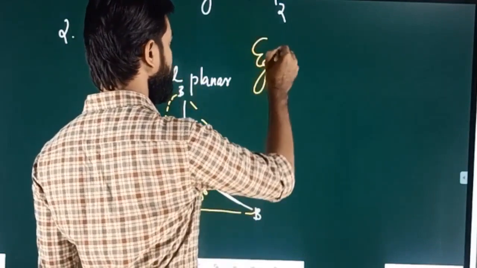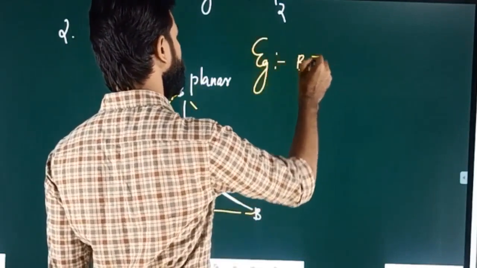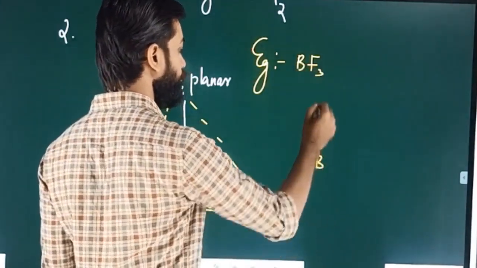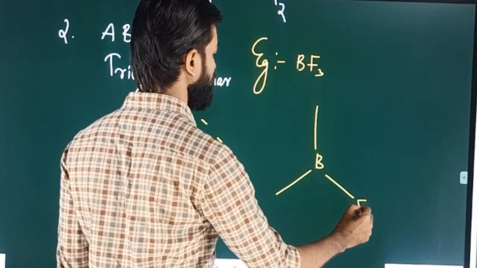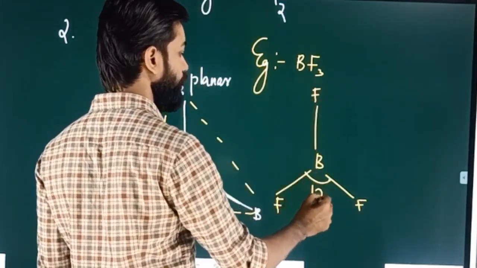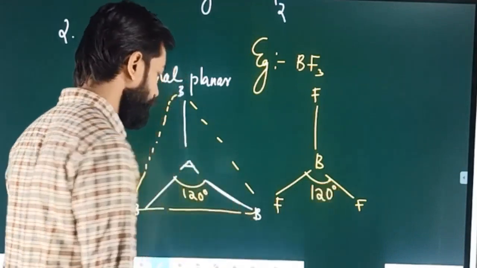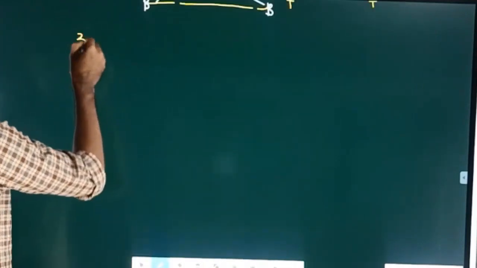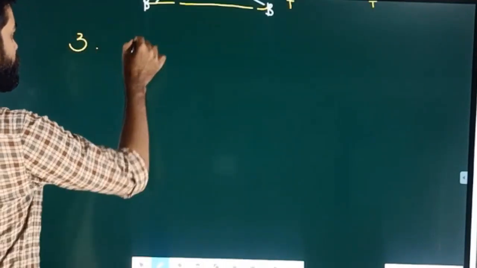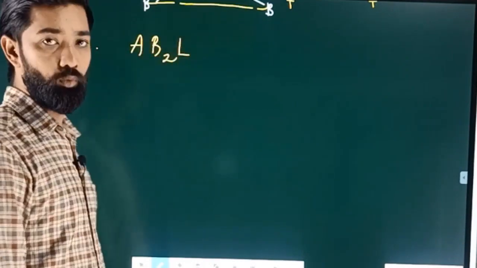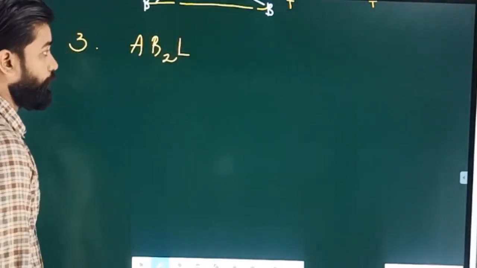And we have an example, let it be BF3. The central boron is surrounded by three fluorines in a trigonal planar fashion with a bond angle of 120 degrees. So this is the shape AB3. Moving to the third shape, that is AB2L. AB2L: two bond pairs and a lone pair.